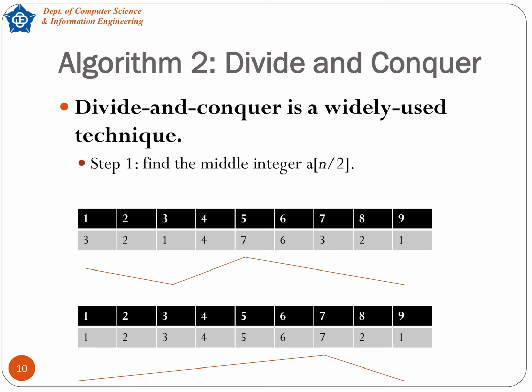Directly beneath, a second table shows what happens as those halves get processed. The first 7 elements emerge as 1, 2, 3, 4, 5, 6, 7, while the final 2 and 1 wait their turn to be split and conquered in the same way. You'll also notice our department header in the corner and the slide number 10 at the bottom. With step 1 locked in, find your middle element. You're all set to dive into the recursive magic of divide and conquer.